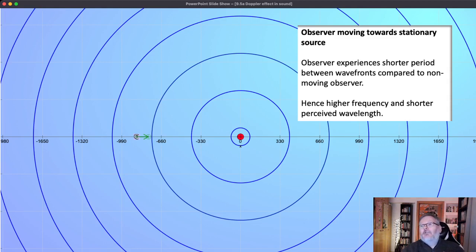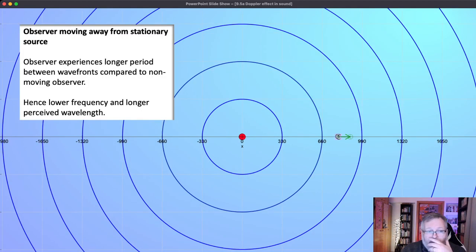Right, the other two situations that you might encounter are the ones where the observer is moving. So observer moving towards the stationary source: shorter period between the wavefronts, therefore higher frequency, shorter wavelength, higher pitch. And if the observer is moving away, as we saw when we looked at the video, then there's going to be a longer time between the wavefronts being observed by the observer, lower frequency, lower pitch sound.